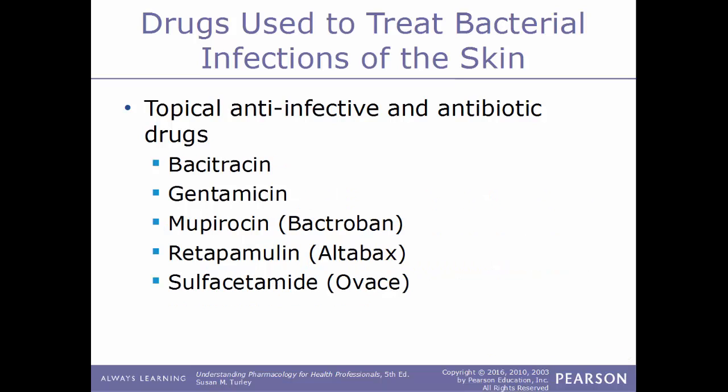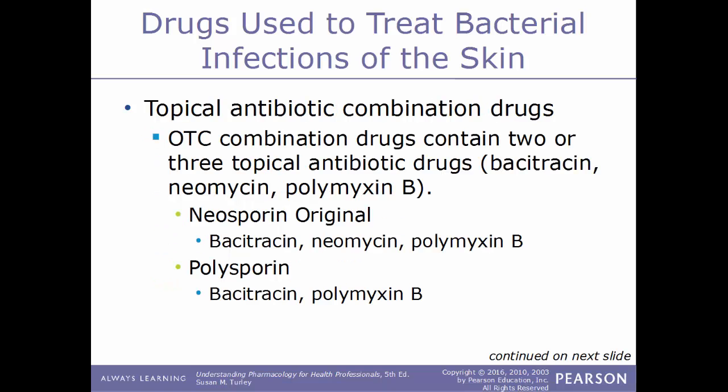Some examples of topical anti-infective and antibiotic drugs: bacitracin, gentamicin, mupirocin, also known by the trade name Bactroban, retapamulin, also known by its trade name Altabax, and sulfacetamide, also known by its trade name of Ovace. Another way you can treat bacterial infections of the skin is with topical antibiotic combination drugs. These are over-the-counter combination drugs that will contain 2 or 3 topical antibiotic drugs, such as bacitracin, neomycin, polymyxin B, for example.